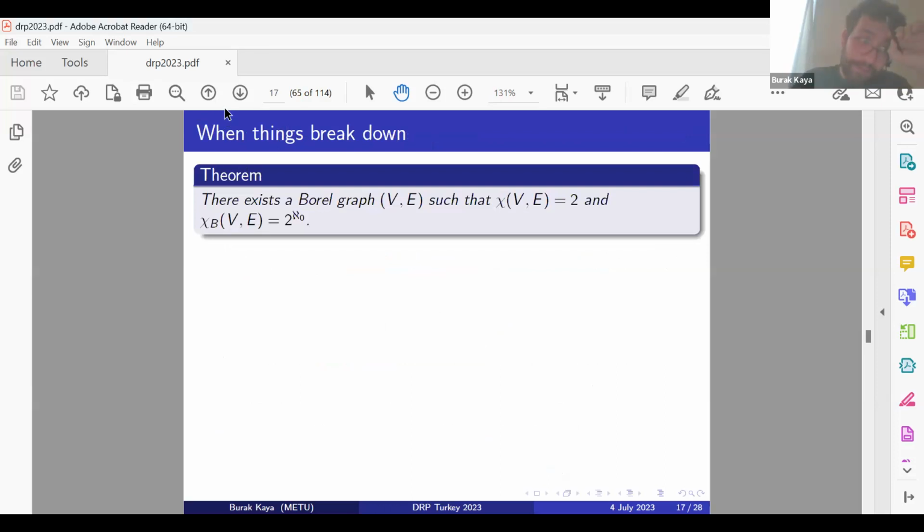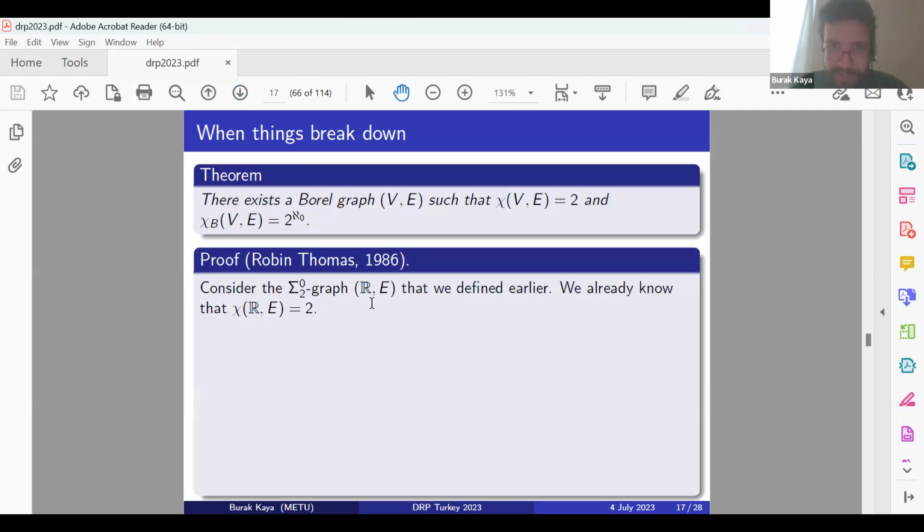Now, here is an interesting thing. When you do this generalization, things break down. There is a Borel graph which has usual chromatic number 2, but its Borel chromatic number is uncountable, which is like a huge jump. Think of it like this. When you try to just color it randomly with arbitrary functions, you can color it with 2 colors. But when I tell you to color it with measurable functions, with functions that you can actually see, with explicit functions, Borel functions, then it requires uncountably many colors. Why?